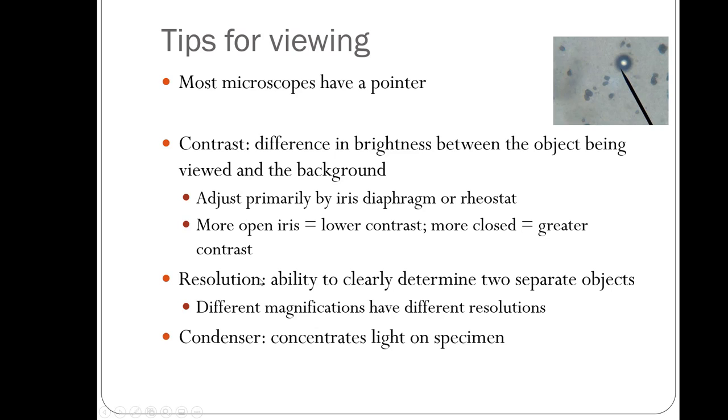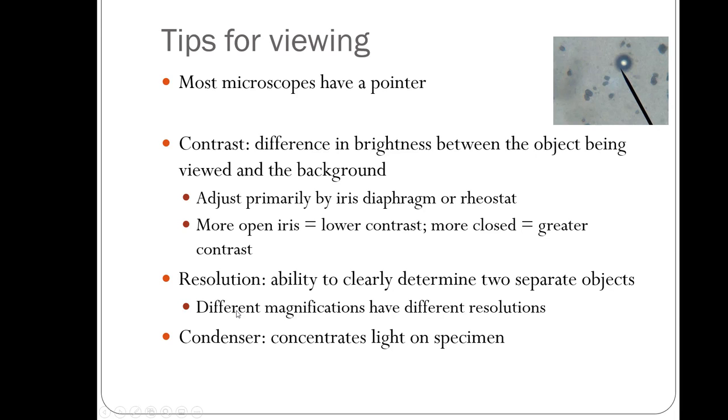Some terms that are important in viewing: contrast means the difference in brightness between the object that you're looking at and the background. So you want good contrast so you can see what you're looking at. If you have poor contrast, everything kind of blends in together. So you can adjust this by the iris diaphragm lever or the rheostat. Generally speaking, the more open the iris is, the lower the contrast. More closed, you get greater contrast.